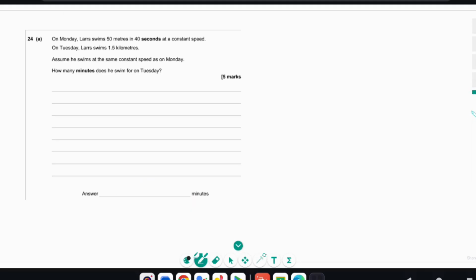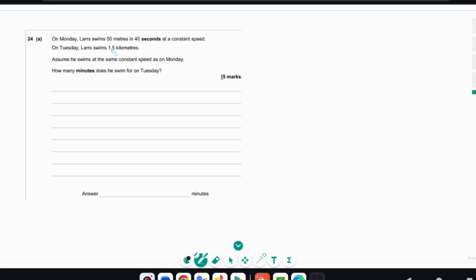On Monday, Lars swims 50 metres in 40 seconds at a constant speed. On Tuesday, Lars swims 1.5 kilometres. Assume he swims at the same constant speed as on Monday. How many minutes does he swim on Tuesday?